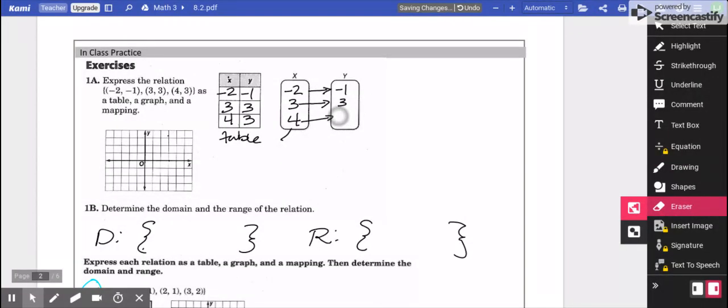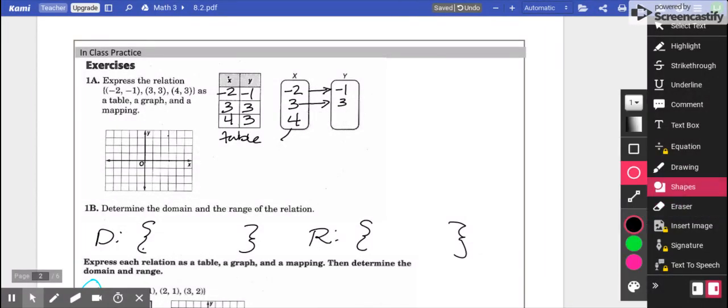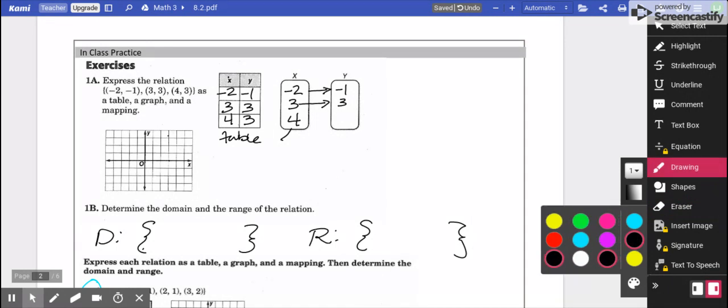Let me show you how we would actually do this. When I have two of the same y values, all I have to do is draw an arrow to the same y value. I don't even have to draw another set. So then let's do our graph as well. Our graph says negative 2, 1, 2, negative 1. I'm putting my dot there. Then 3, 1, 2, 3, and 3. Put my dot there. And then 4 and 3. So I put my dot there. Okay, so those are my dots.